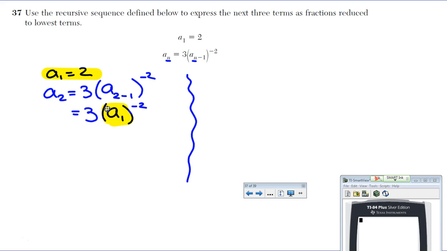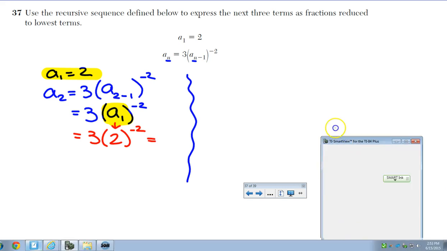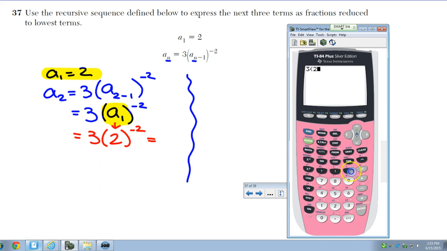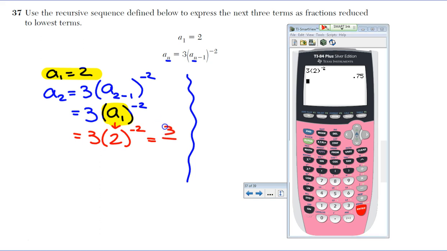So now you're going to fill in a 2 in place of A1, and now you can just put this in your calculator. And get 0.75, but it says as fractions reduced to lowest terms, so that's 3/4. So now that's the next term, and now you have to do this 3 more times.